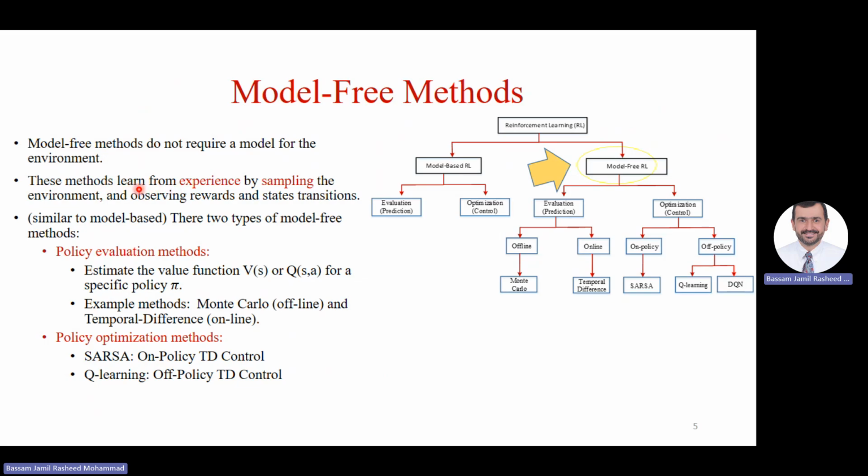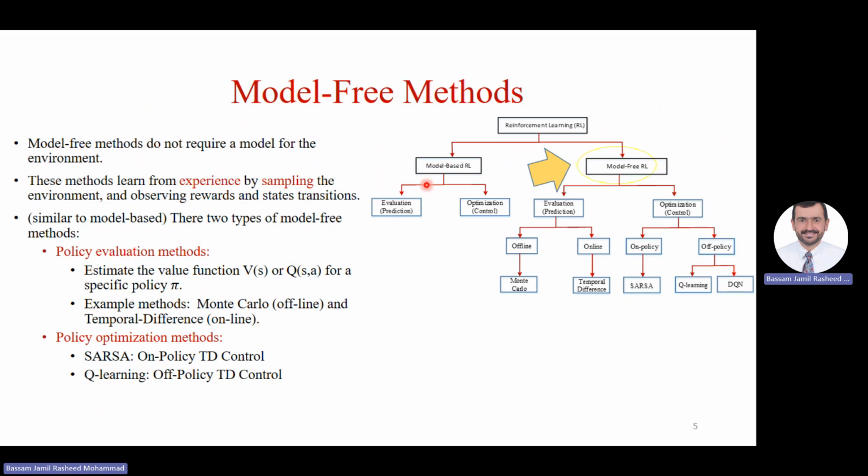These methods can learn from experience by sampling the environment and observing rewards and states. And this is very important. We do not need to know the model, and by the model we mean the transition probability and the rewards, the reward function. Okay, we don't need to know it, all right? And in fact, this is the real environment. This is the real practical environment.